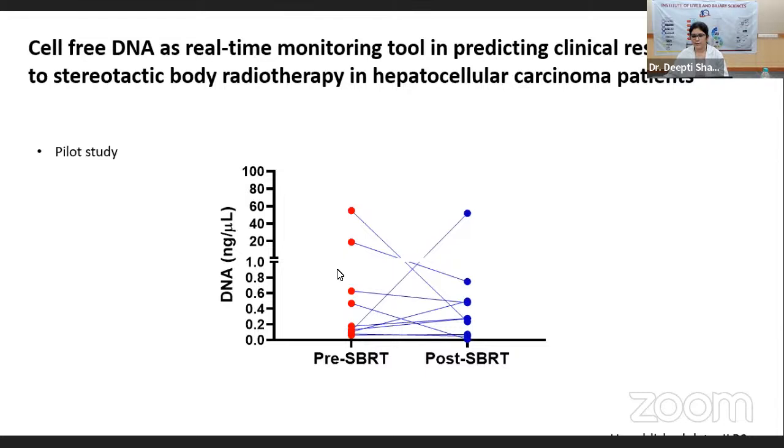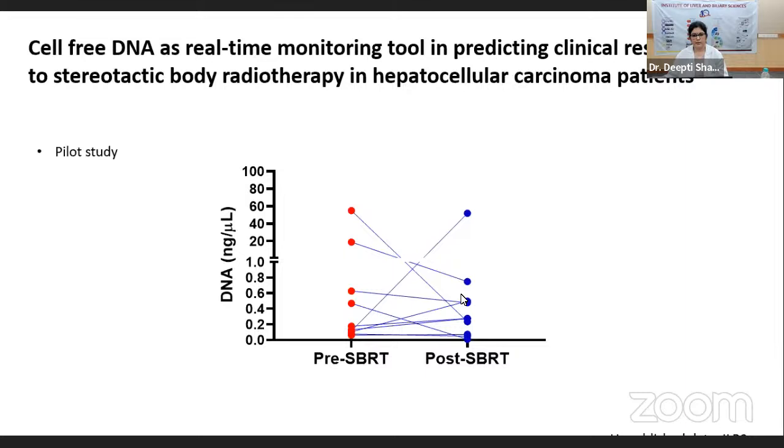When we looked at the data retrospectively, we found that this patient had an early local recurrence as well. So with cell-free DNA, we can find circulating tumor DNA as well, and further telomerase and exosome mutation analysis can be done. It's unpublished work, and we'll be doing more work regarding it.